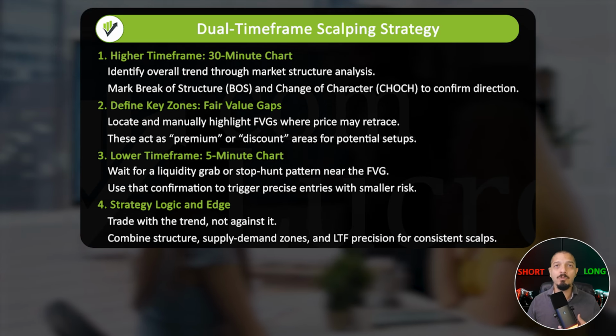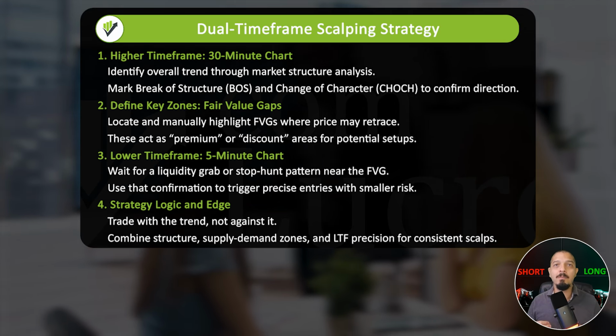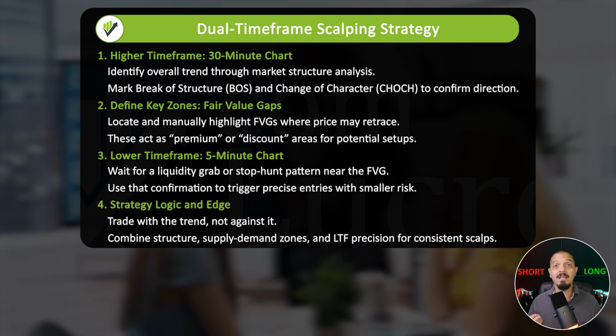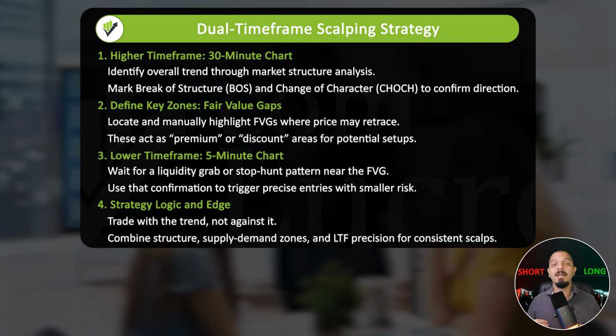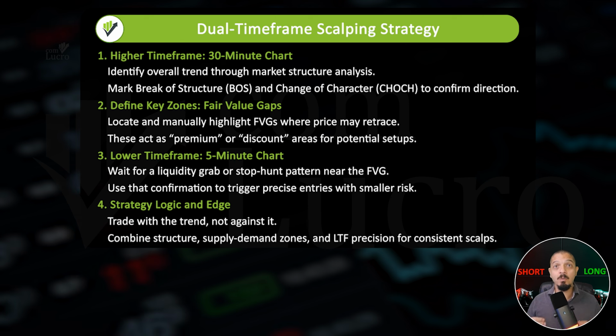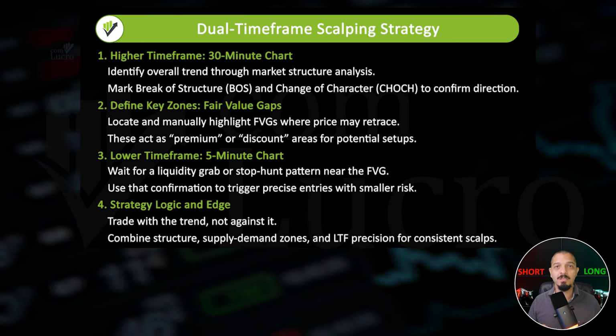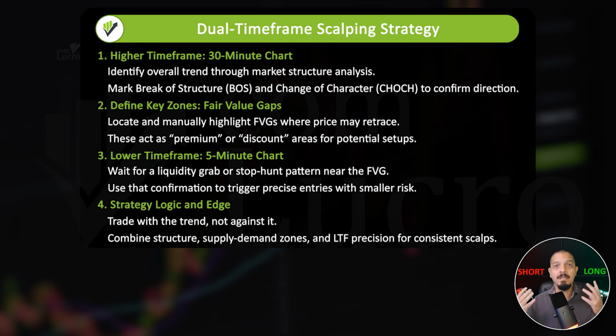In this setup, we use 2 time frames, the 30-minute and the 5-minute charts. On the higher time frame, we analyze the market structure to identify the overall direction. We look for breaks of structure, BOS, and changes of character, CHoCH, to confirm the trend. Then, we manually mark the fair value gaps, the zones that highlight the best areas to look for potential trades. Once price returns to those gaps, we switch to the lower time frame.